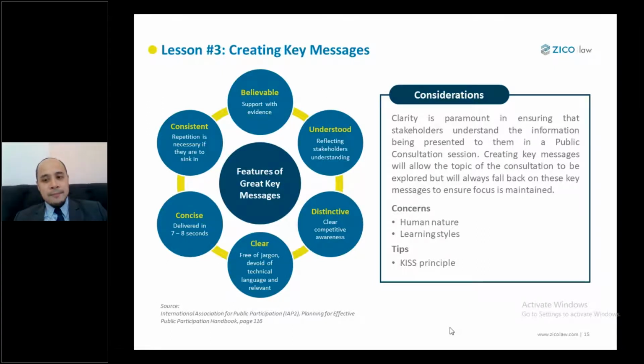Hence, that's why if you look at social media, I think that's a very strong and important tool in delivering bite-sized information. So when delivering key messages, like I said, if you look at the bottom left, it should be short, concise, something that can be delivered in 7 to 8 seconds. That's why social media is very good in terms of delivering this bite-sized information.